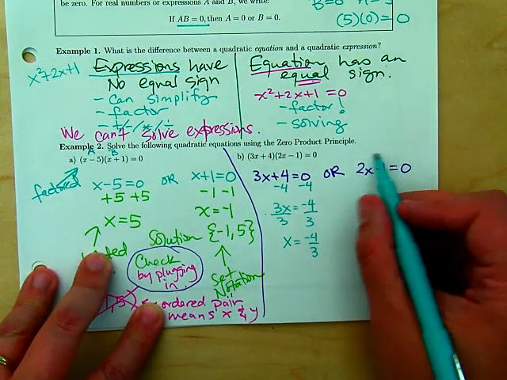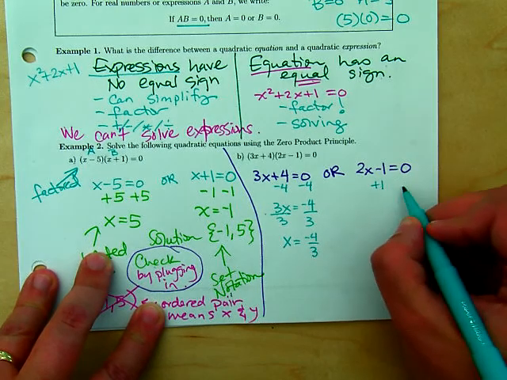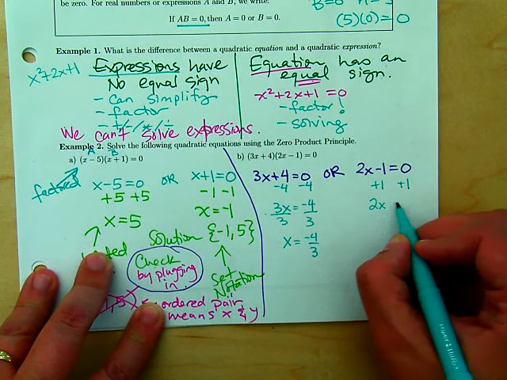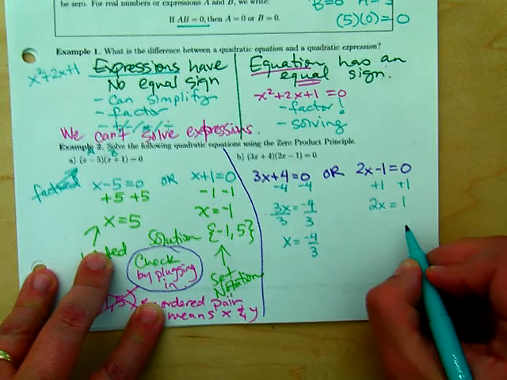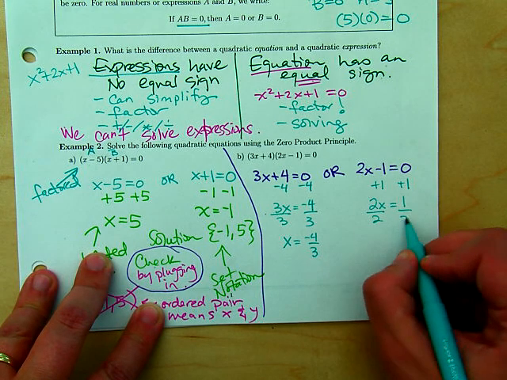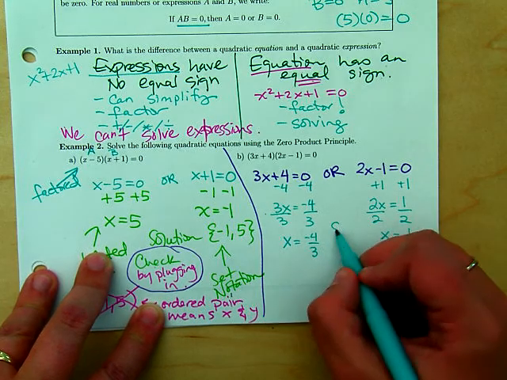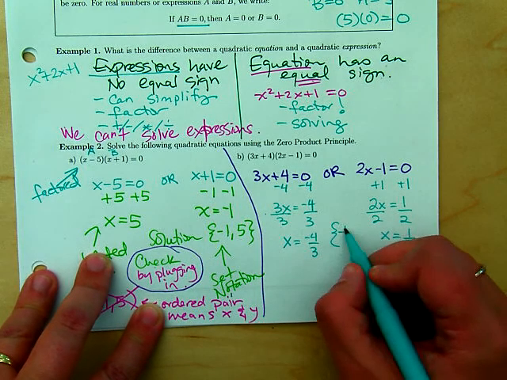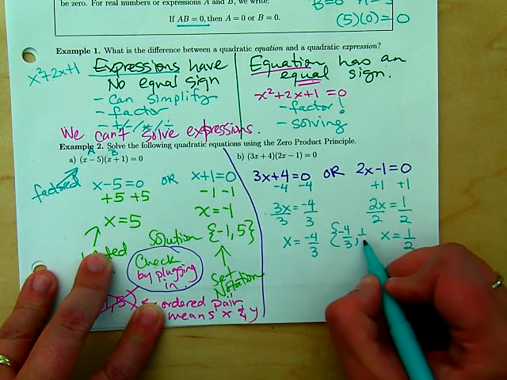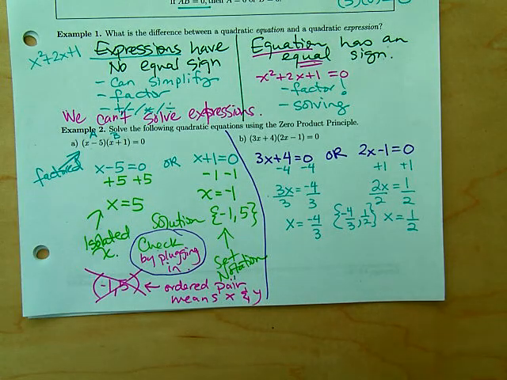Here, what do I do to get x by itself? Add 1. 2x equals 1. What should I do next? Divide by 2, and I get x equals 1/2. So my solution set would be negative 4/3 and 1/2. And again, oops, my curly braces didn't come out so beautiful that time, but that's okay.